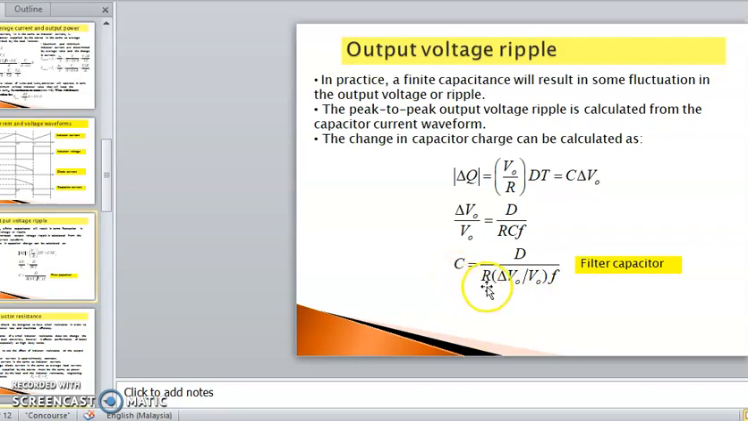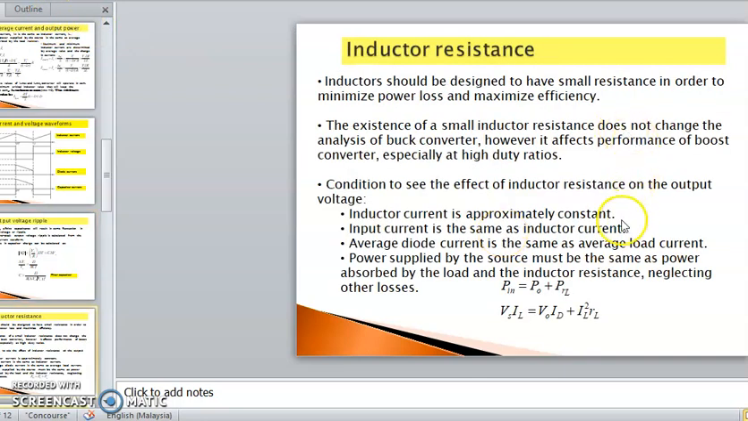Okay, this is the filter capacitor value that we need to put into our system such that we get that amount of ripple with this value. So it means that the higher the capacitor value, the lower the ripple that we can obtain, but the more cost we have to put in actually. Another component that we have to consider inside our boost converter is the inductor resistance. So ideally, the inductor should be designed to have the smallest resistance, such that the power losses can be minimized. We can optimize the efficiency.